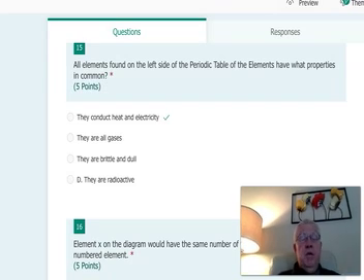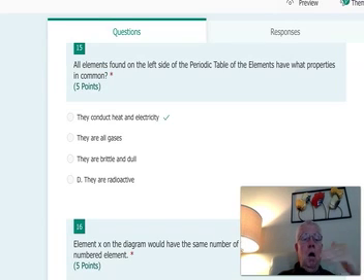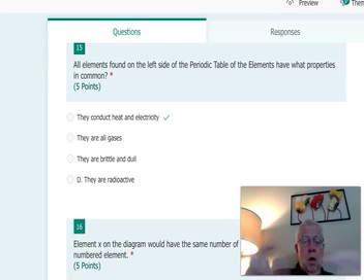Here's another one that you just have to have written down. You just need to know. All elements found on the left-hand side of the periodic table of elements have what properties in common? Well, first off, everything on the left-hand side of the periodic table are metals. And you need to know that metals conduct heat and electricity. Now, remember, all this could get switched around. So you need to know that nonmetals are dull and brittle, and have it written down that metals conduct heat and electricity.